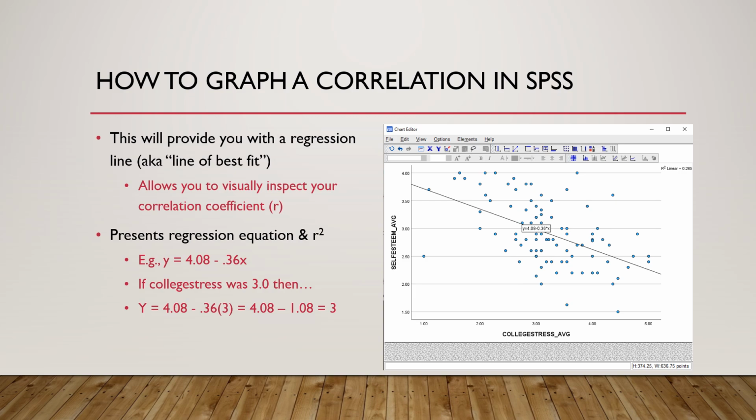In fact, if you follow up from the 3 on your x-axis all the way up to that regression line, it's going to bump into the regression line right at the y-axis of 3.0, right where self-esteem is 3. So that's a good way to confirm that you're doing your math correctly.